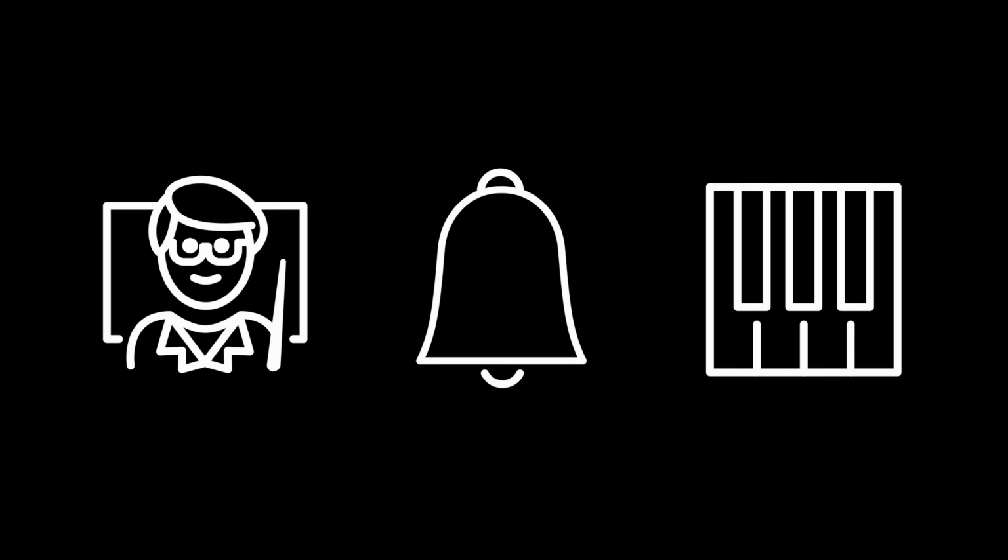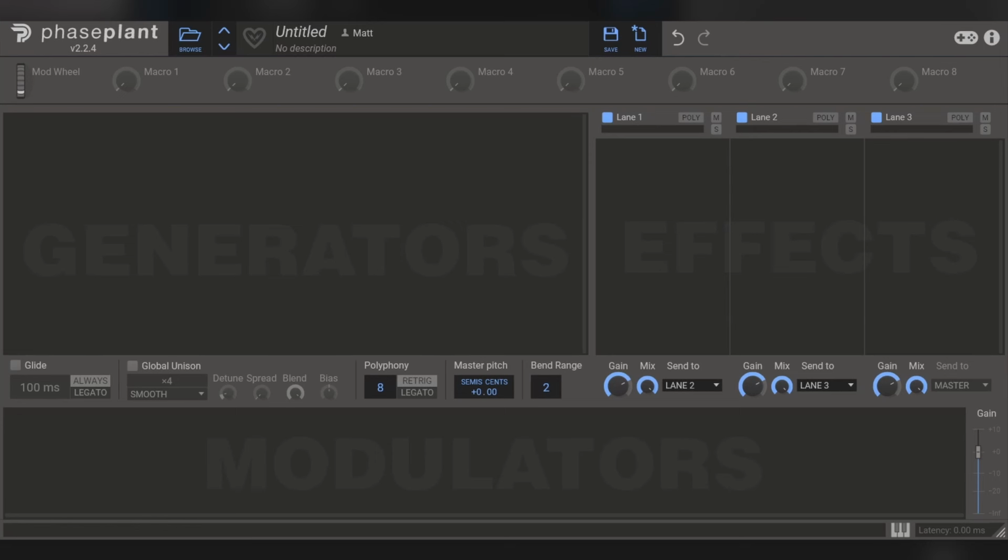Hello, today I'm going to share a method you can use to create bell sounds using additive synthesis. This method I find is best for atonal bells that are quite large. I'll be using Phase Plant to do this.